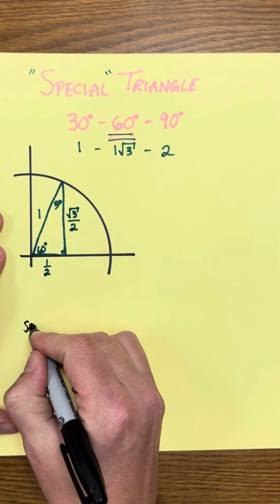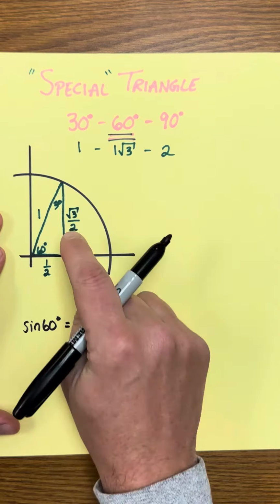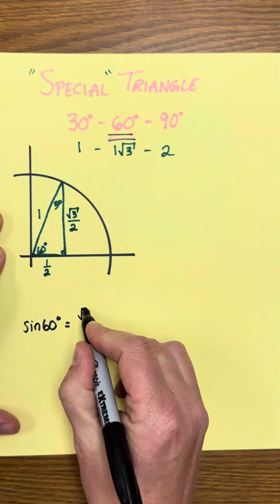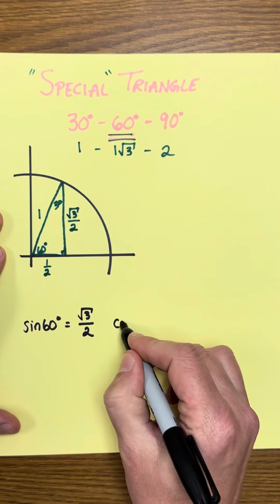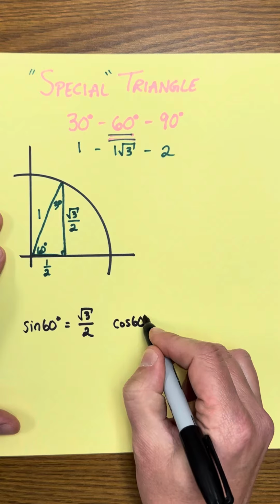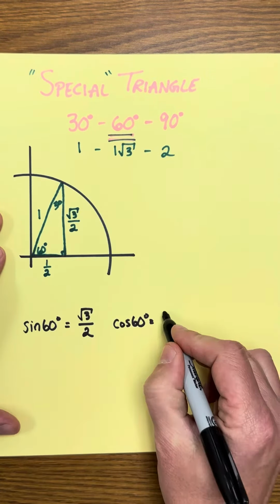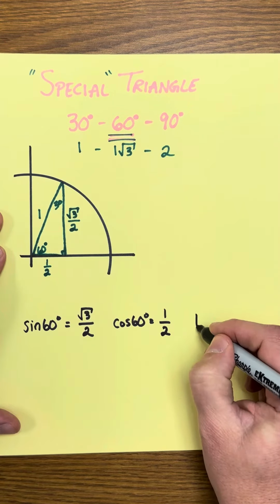So starting with the sine of 60 degrees, it's the opposite divided by the hypotenuse. So square root of 3 over 2. Cosine of 60 degrees, it's the adjacent divided by the hypotenuse. So 1/2.